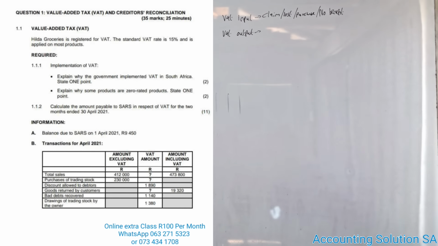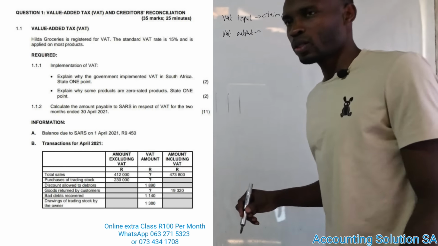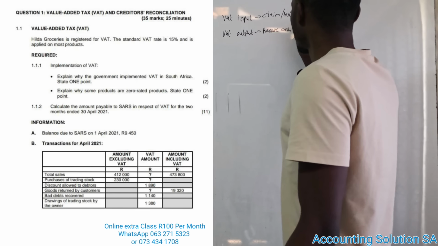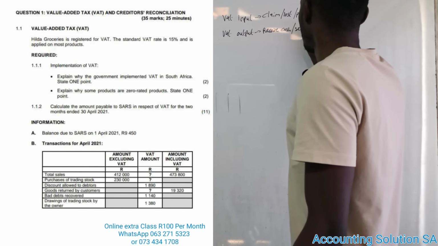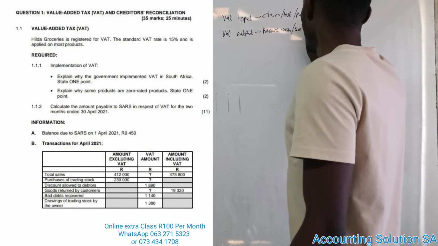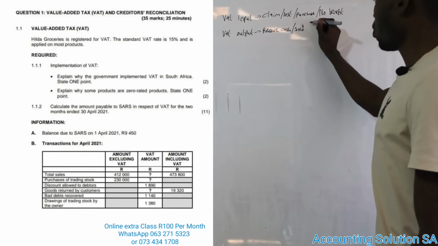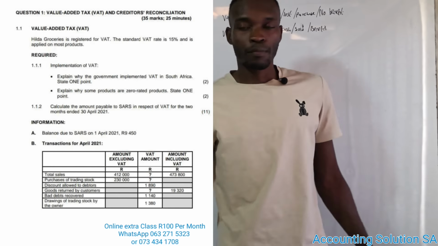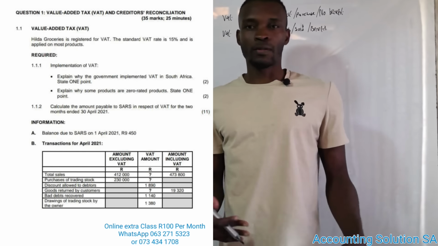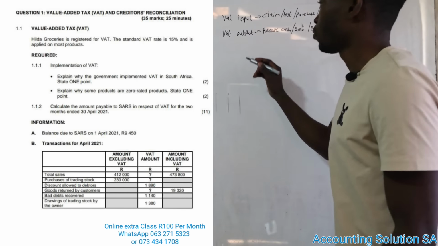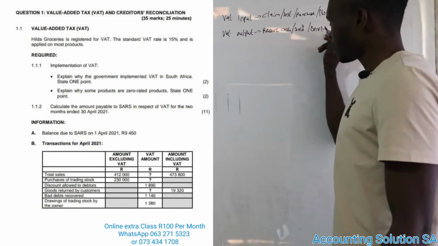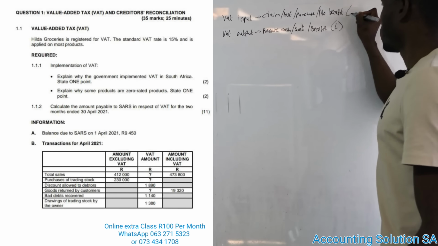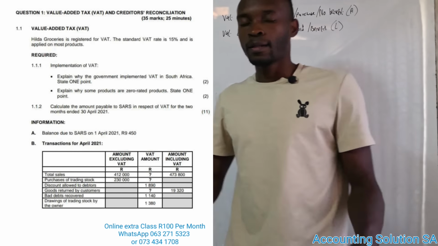Then the other one is output. Output is when we receive cash, or we have sold an item, or we benefited. We can benefit in different ways, like if a supplier gave us a discount, we benefited, which means that we have to pay output. Once we receive cash it is output, because output is a liability. This one is a liability and this one is an asset.